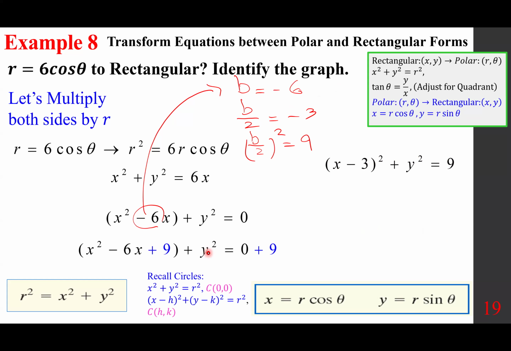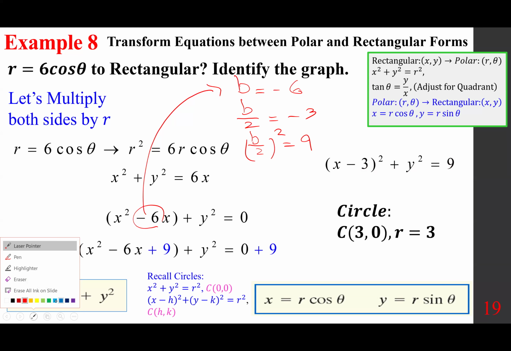So what do we have? According to this formula, we have a circle centered at h and k. That means centered at positive 3 and 0. Remember, x minus h gives you positive h. Positive 3 and 0. Radius is square root of 9. So let r be square root of 9, which gives us 3. Okay, everybody. So pretty straightforward.